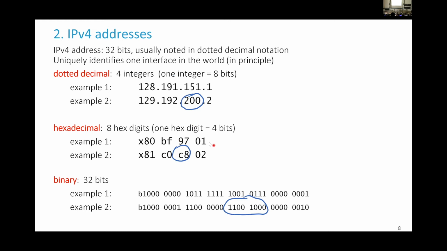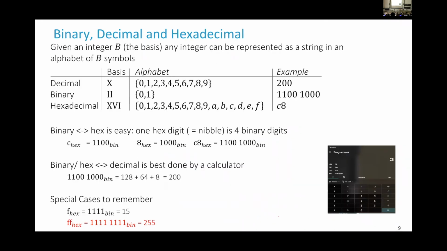Sometimes we will find IPv4 addresses written with hexadecimal digits. For example, when for compatibility reasons we put an IPv4 address in the context of an IPv6 address, then we will write them in hexadecimal digits. So we will need to do that kind of conversion. For example, the 200 in hexa is C8, and in binary, that is the string of bits here.